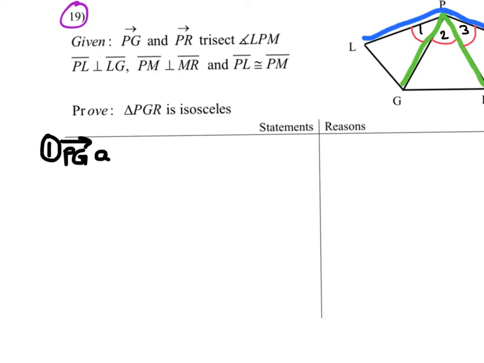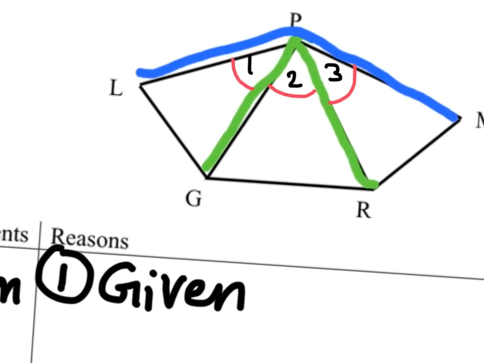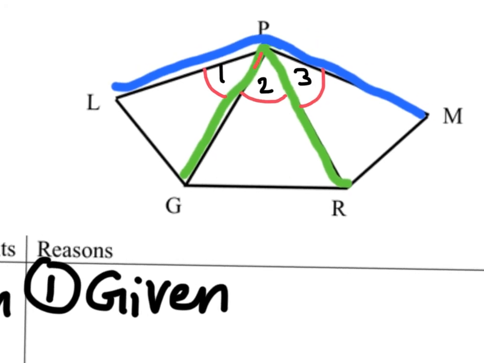PG and PR trisect angle LPM. Now, I'm also starting to think about the fact that I'm going to need to use CPCTC, and the reason is because of what I'm trying to prove. Let's talk about this for a second. What am I trying to prove? I'm trying to prove that PGR is isosceles. PGR is this triangle right here. I'm trying to prove that this triangle is isosceles.